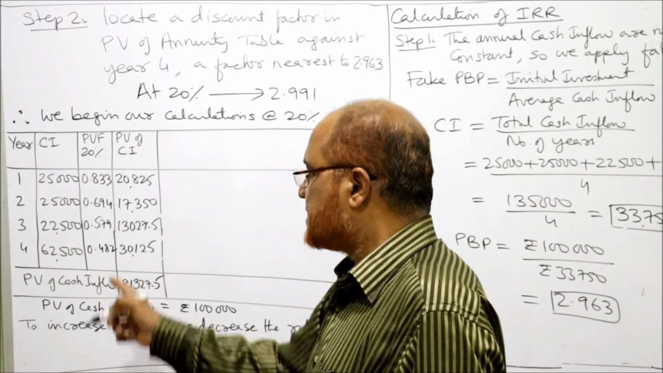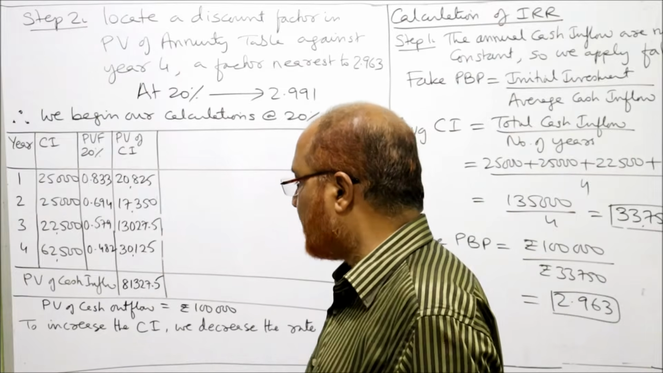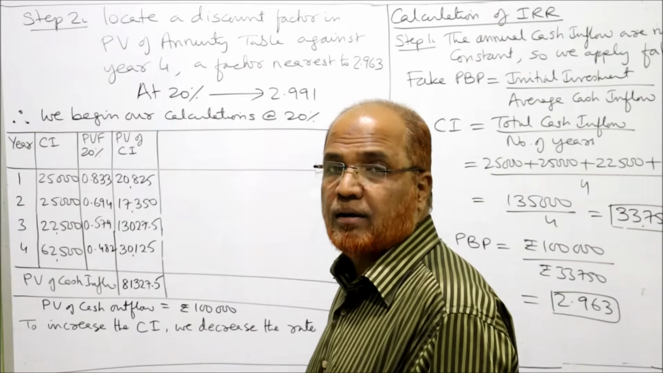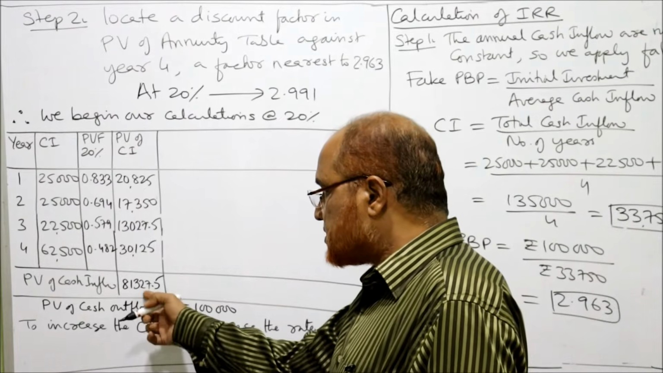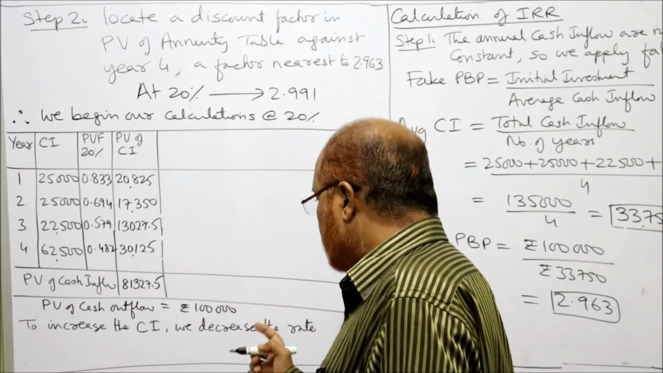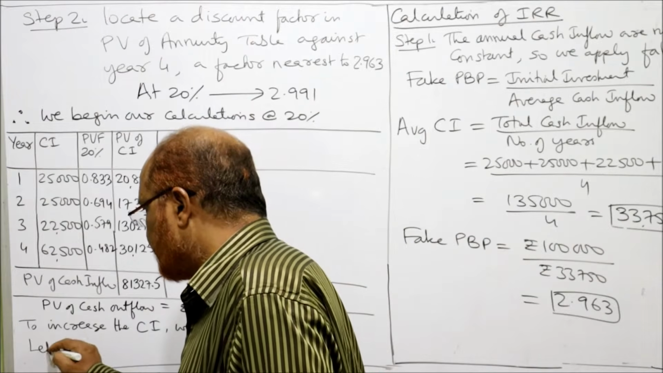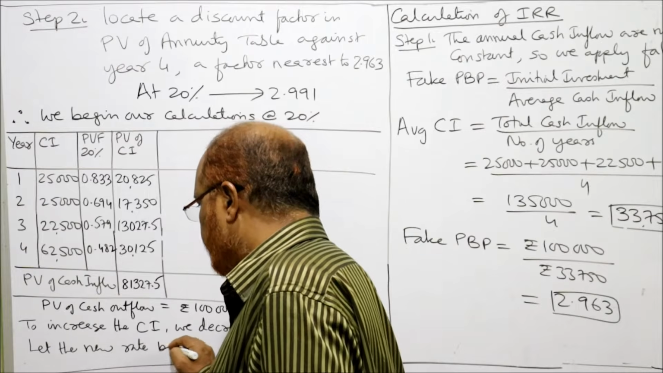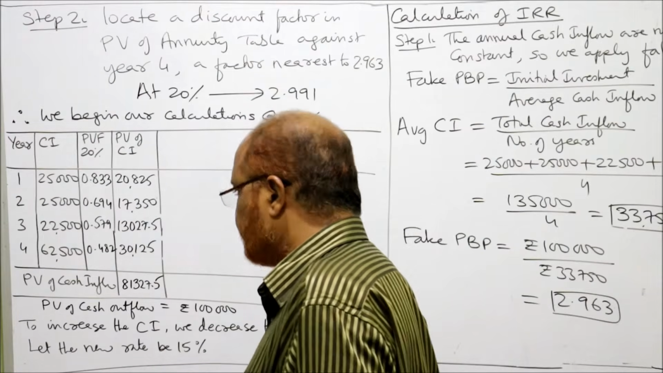पहले जो है 20% से लिए थे 81,000, बहुत कम आया. 19,000 का डिफरेंस हो गया. So to increase this PV of cash inflow, we decrease the rate. Let the new rate be 15%.